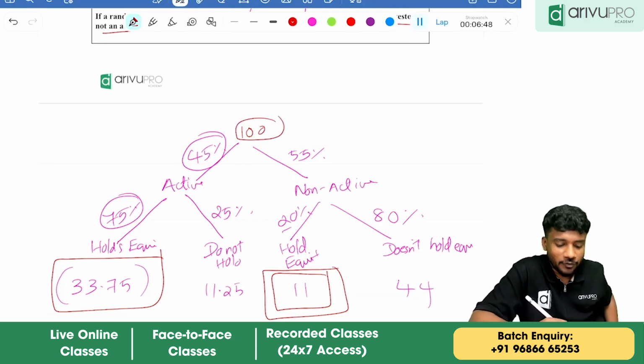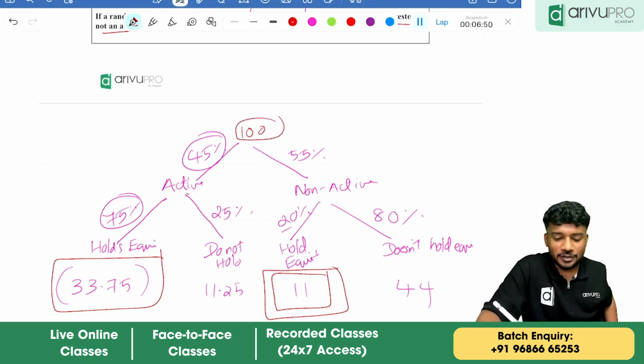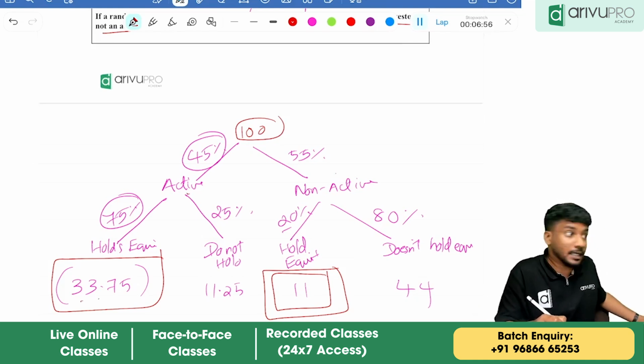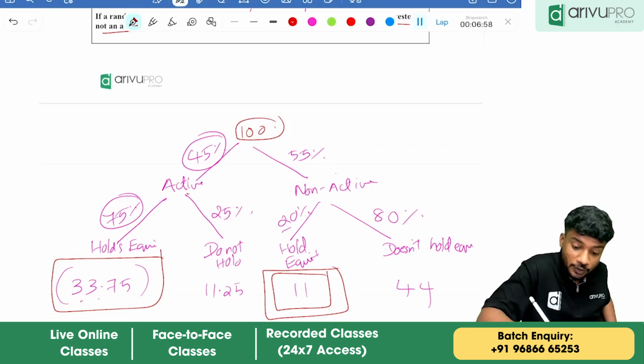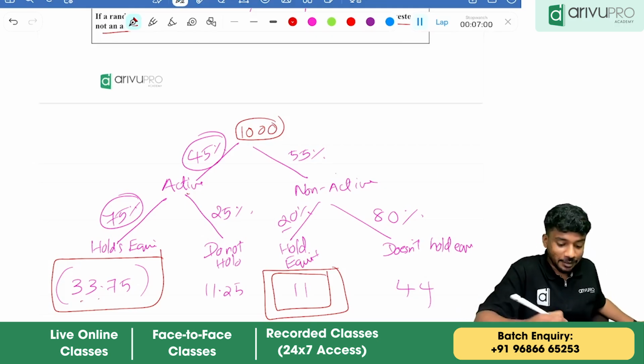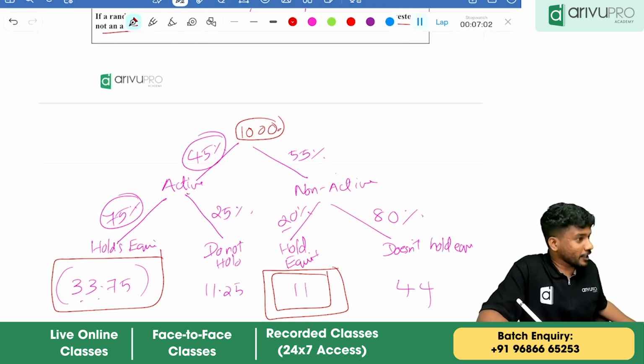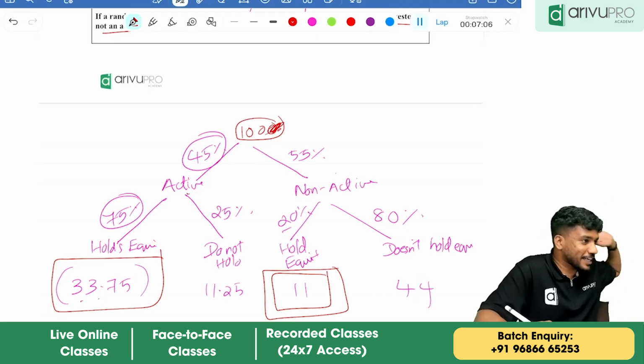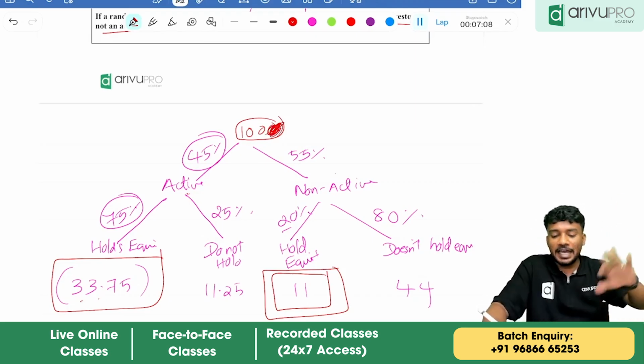Out of that, 45 are active. Out of that, 55 are non-active. From that, I am getting 33.75. You will think, can people be in decimal points? Then you do one thing, take it as 1000, or 10,000. Accordingly, you convert it, but it is not going to change our answer. At the end, zeros will get cancelled off and we will get the final answer.